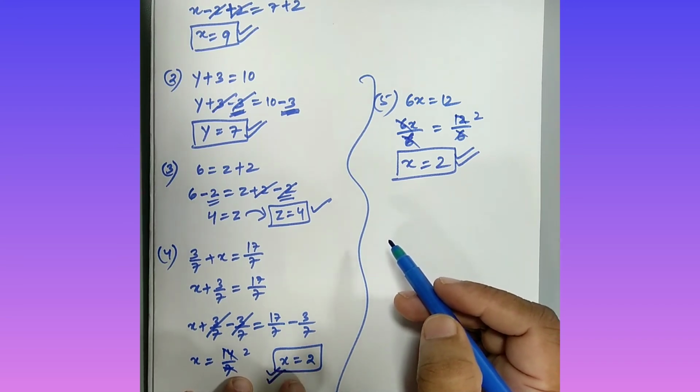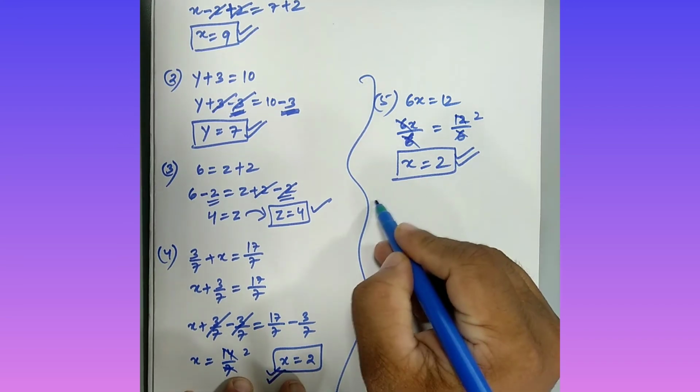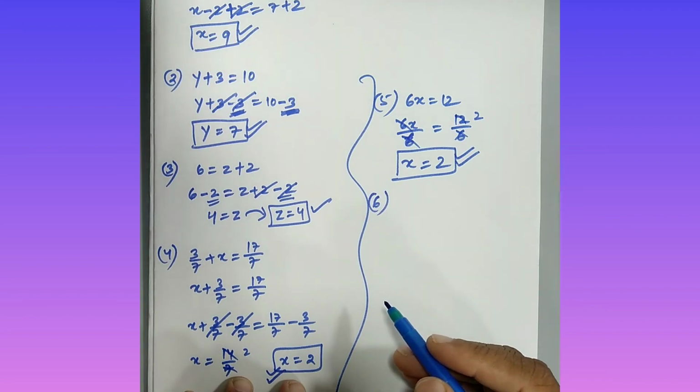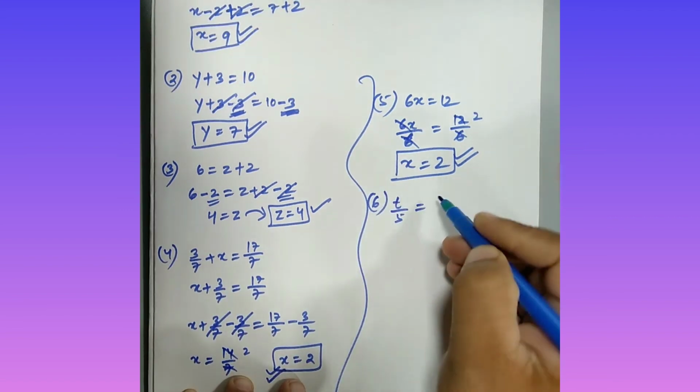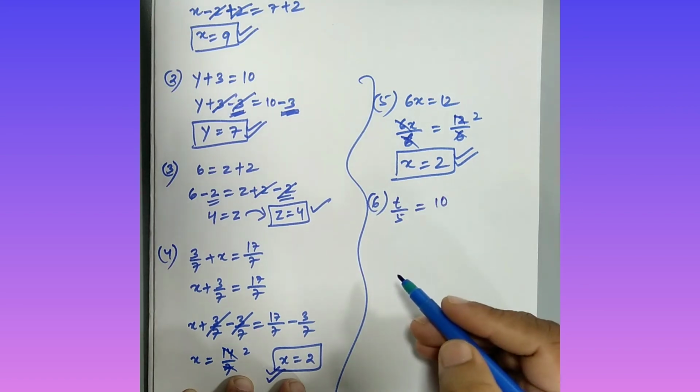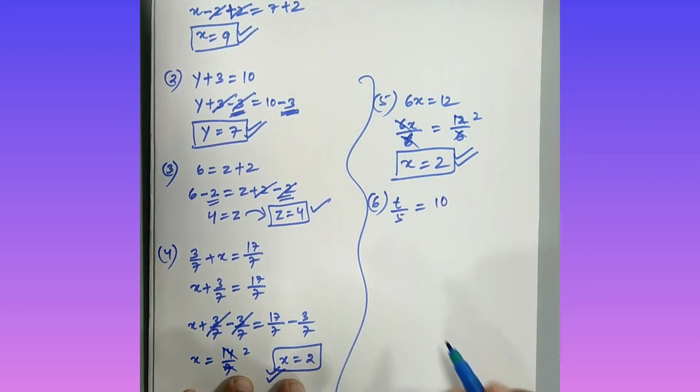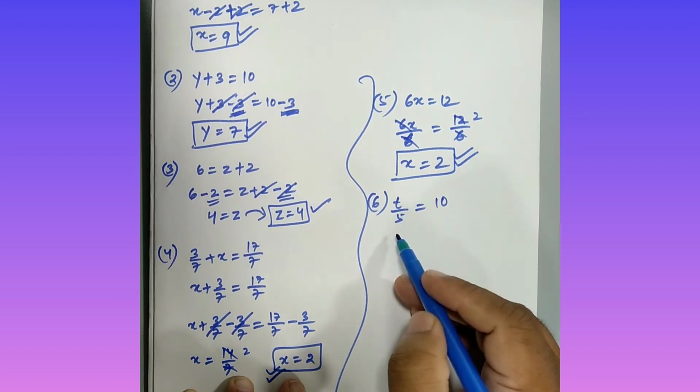Okay, good, very good. So now move on to the next question. Question number 6 is t by 5 is equal to 10. How can you do this? Look at here, t by 5 is equal to 10.